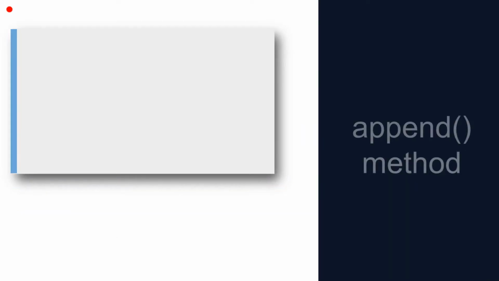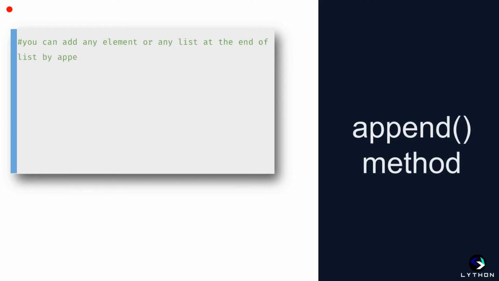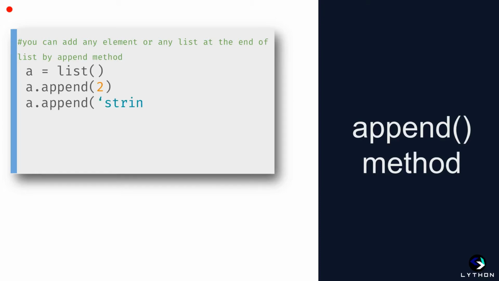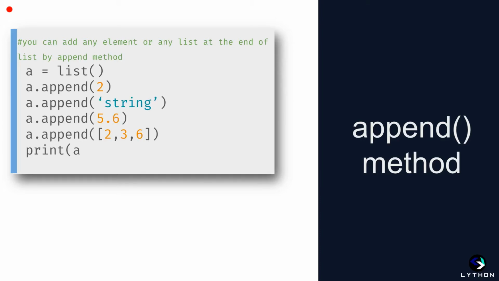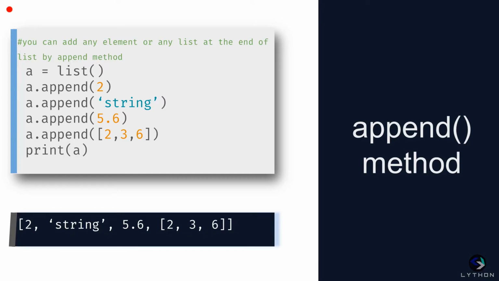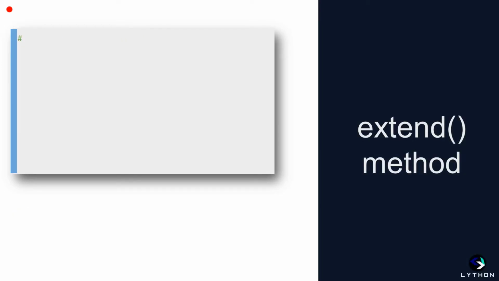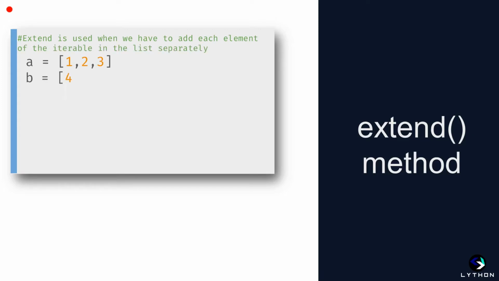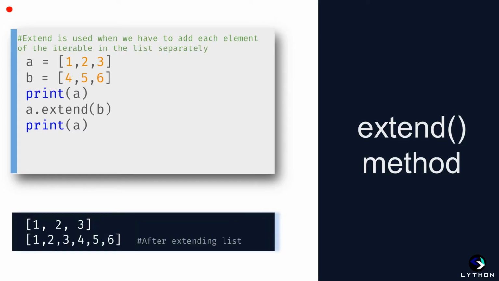Append method. Append method is one of the most useful methods in Python list. It adds an element at the end of the list. The element can be of any data type or any iterable. Extend method. Extend method adds each element of any iterable separately to the list one by one. The iterable can be a tuple, list, set, or a string.